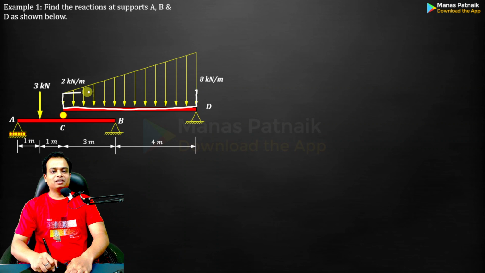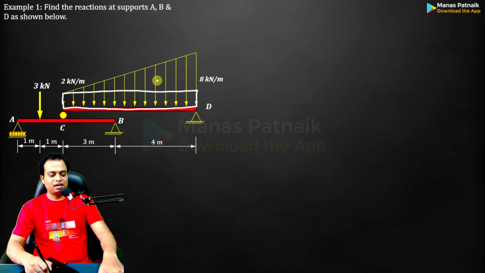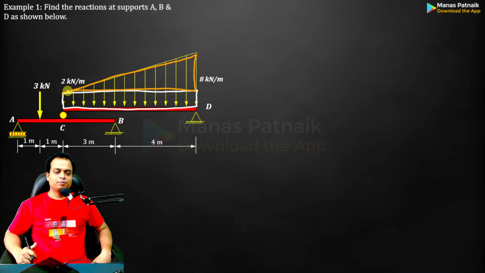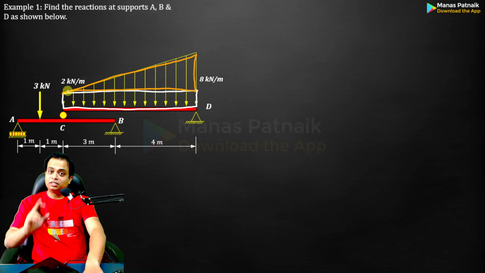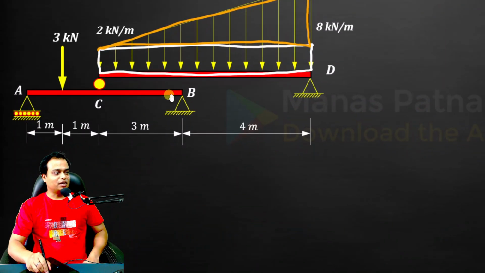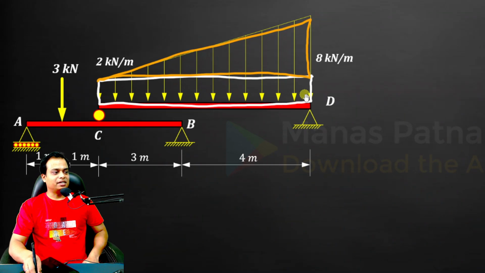Let me try and make this. And a UVL. Sir, where is the UVL? Let me show you. You guys are so innocent. This is a UVL. Okay, so this is a very beautiful question where there is not just one beam, but there are two beams. There is a beam AB and there is this beam CD.